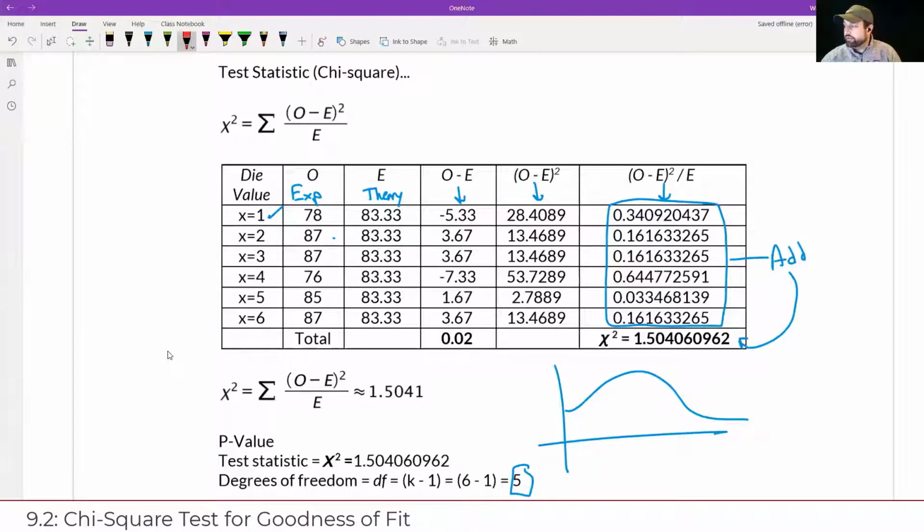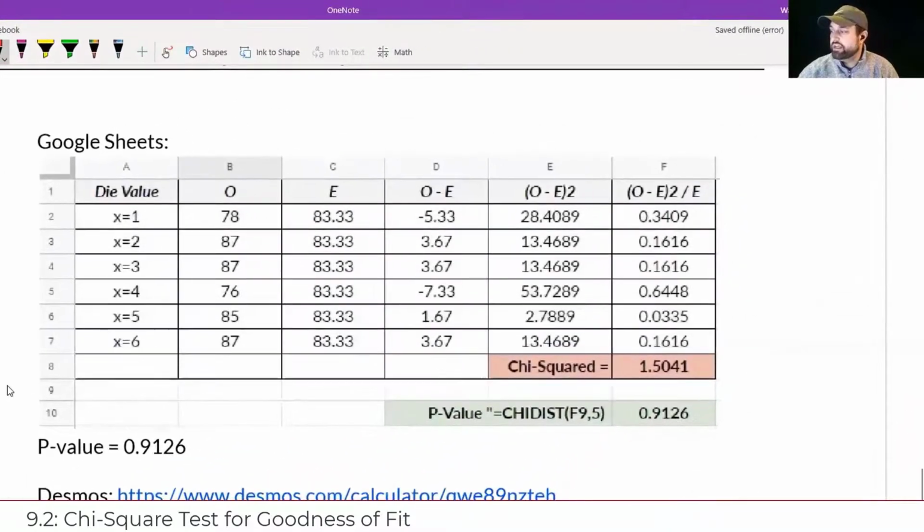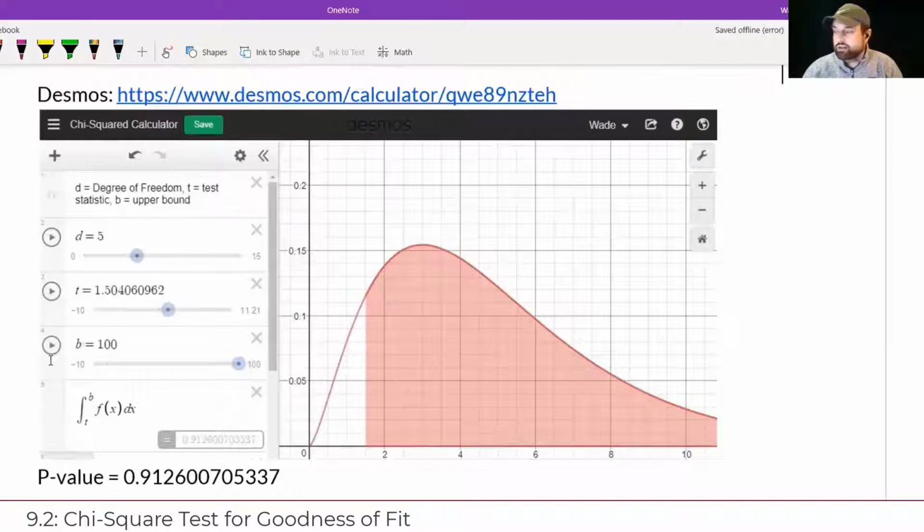And we are going to plot 1.5046 and so on on that graph, and we are going to find the area to the right of that graph. Using Google Sheets, we use the chi-dist formula, and we get an area of 0.9126, which is about 91%. That is way above our threshold. Using Desmos, this is what the graph looks like, 0.91. You can see that that matches up with Google.